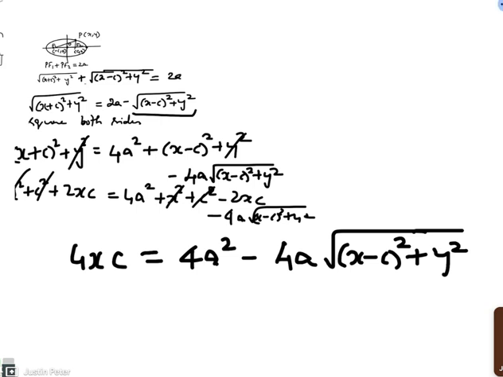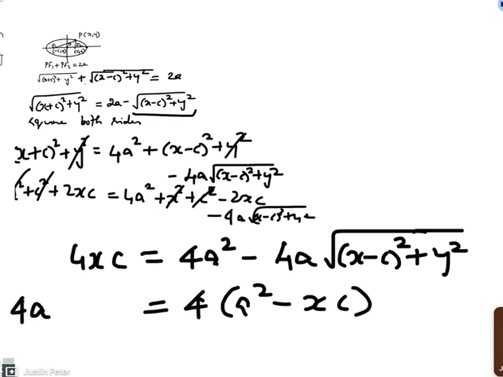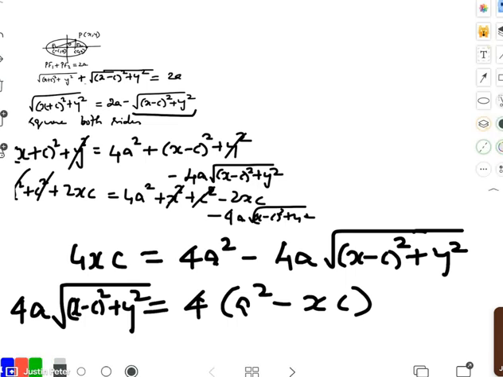Now you take a square to the other side, or you bring this 4 into a square minus xc, which will be equal to 4a into root of (x minus c) the whole square plus y square. So actually we are doing the derivation now.